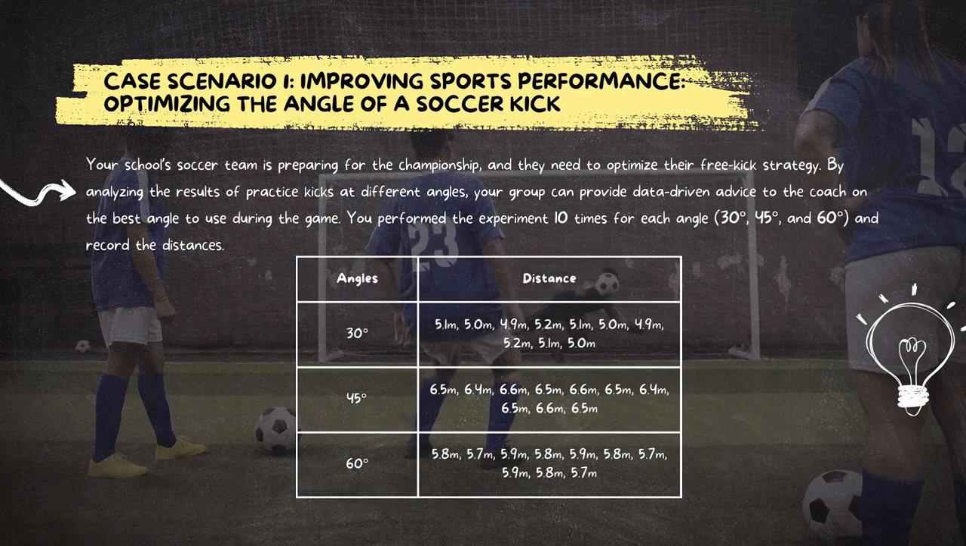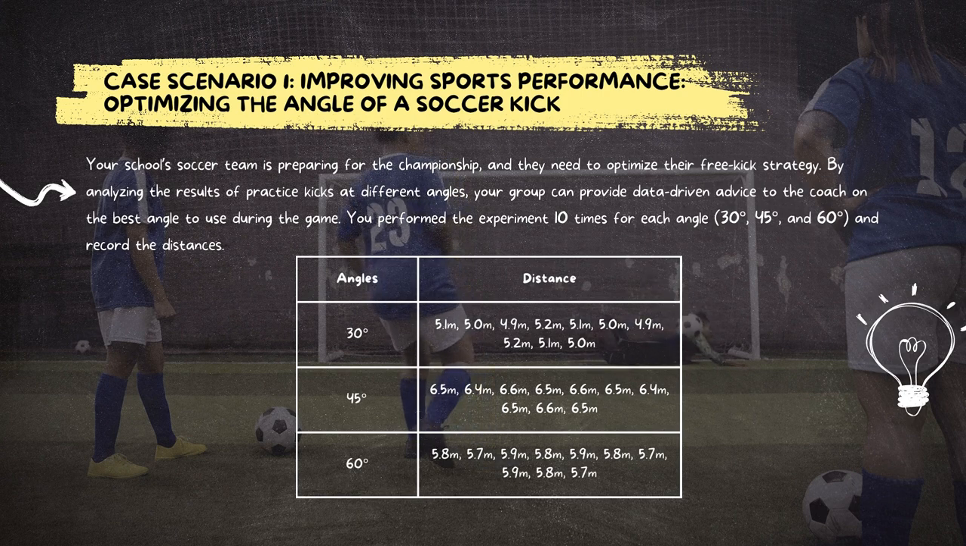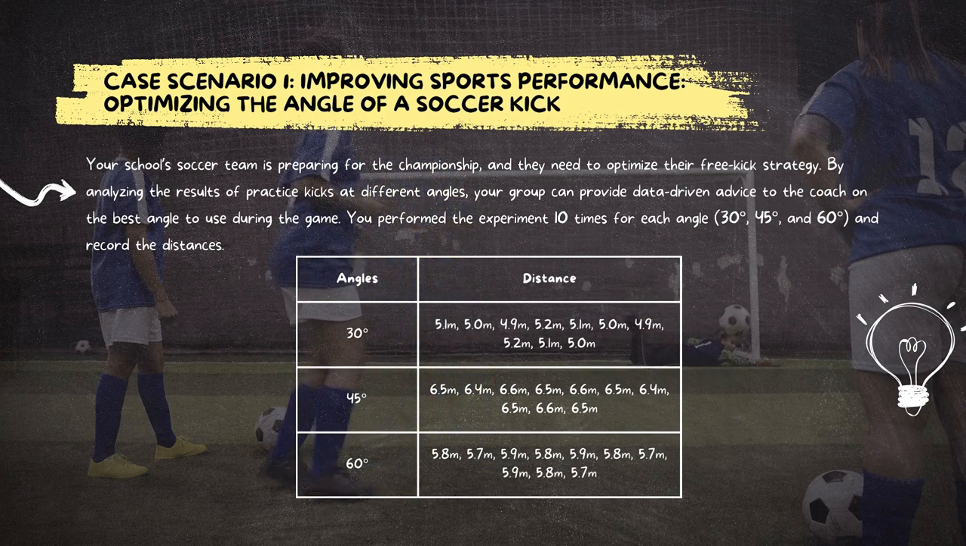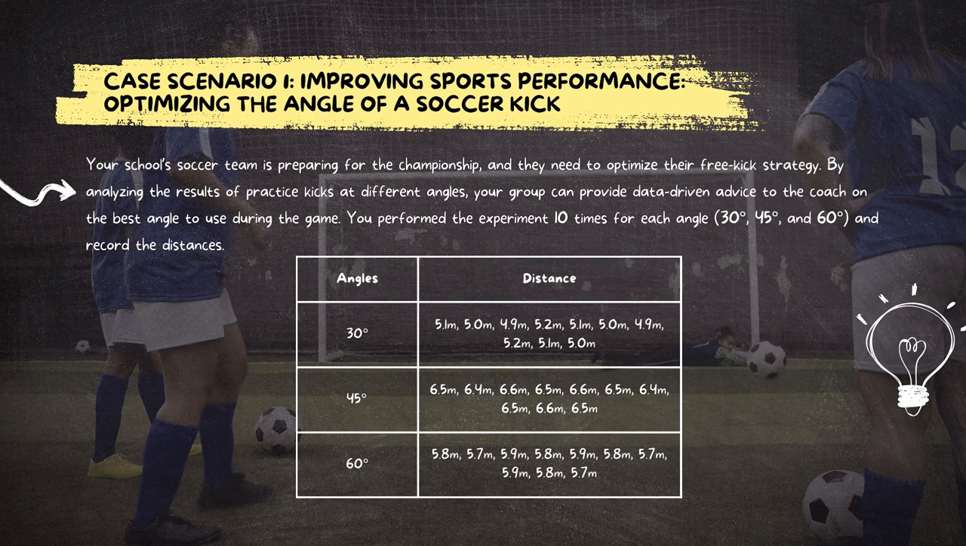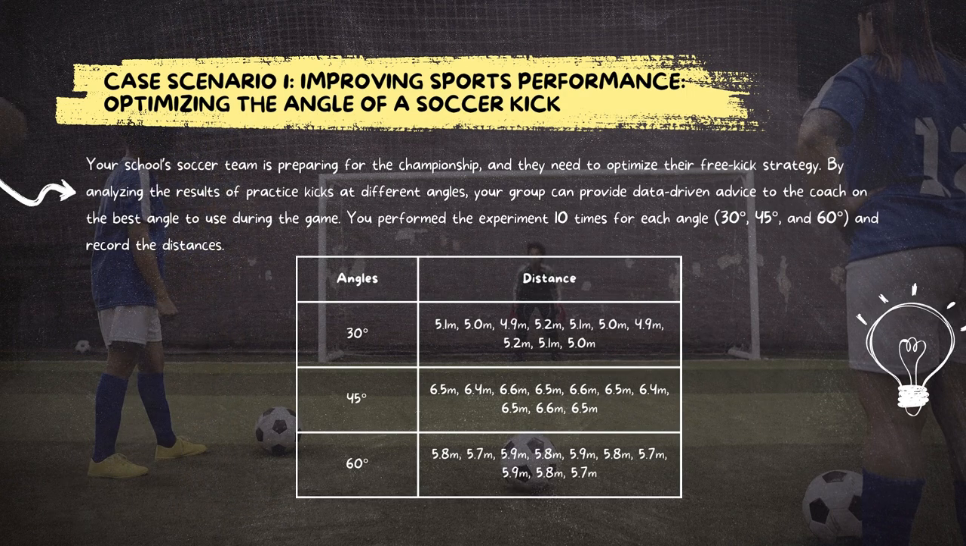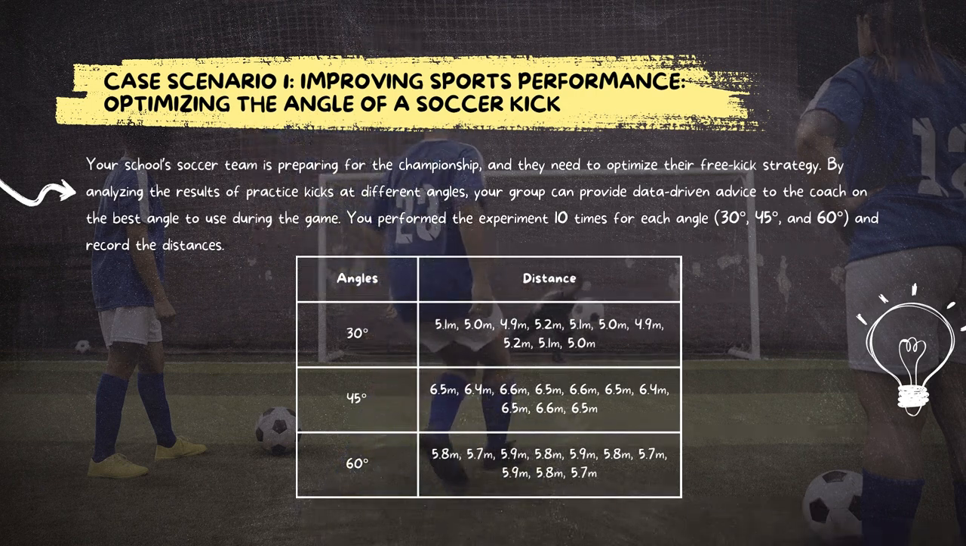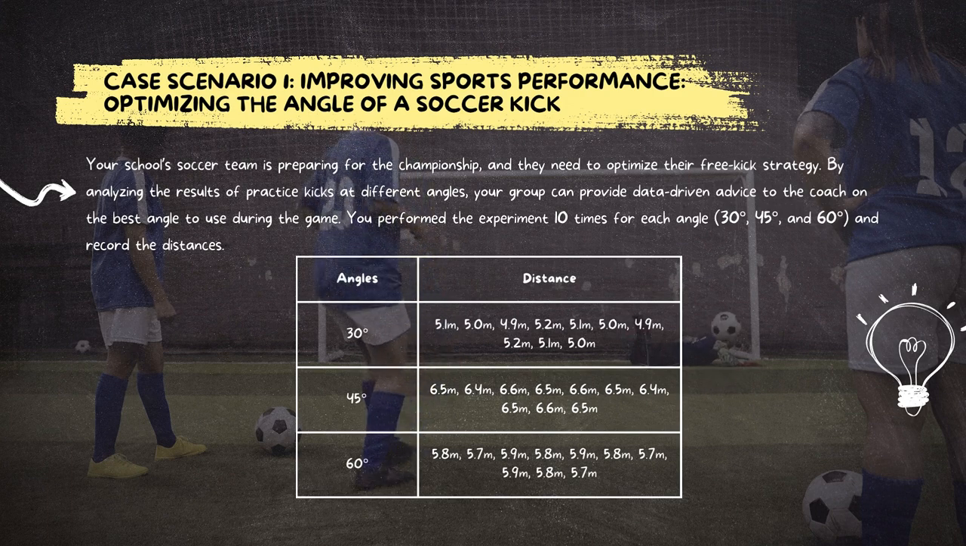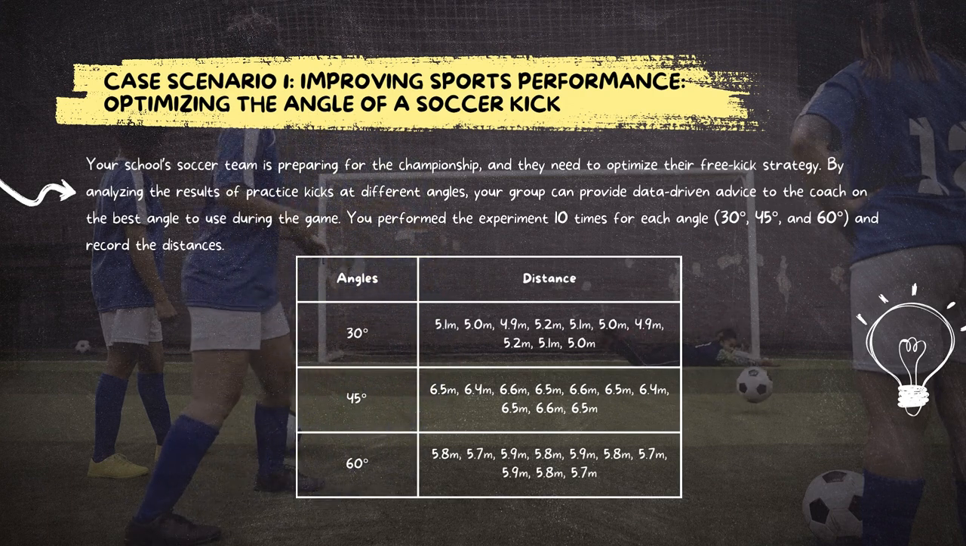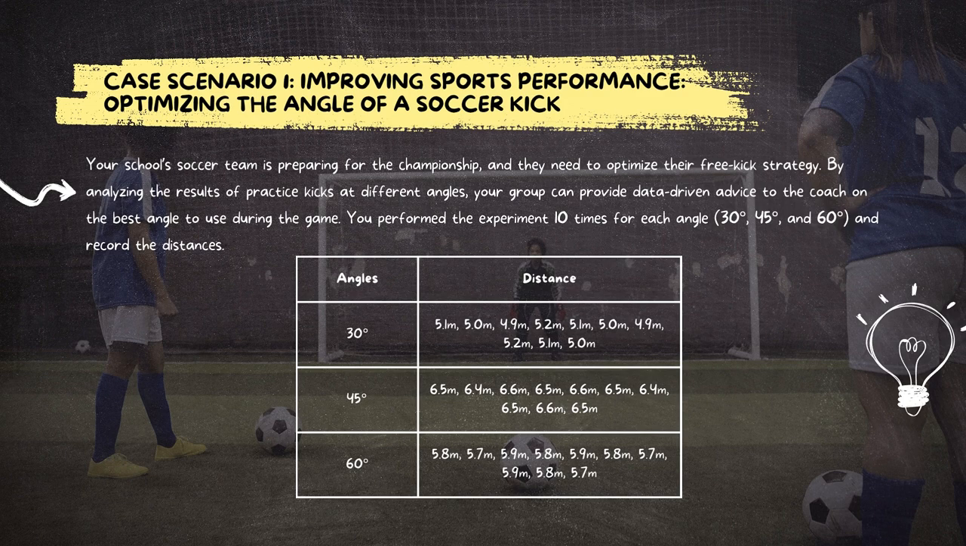Your school's soccer team is preparing for the championship and they need to optimize their free kick strategy. By analyzing the results of practice kicks at different angles, your group can provide data-driven advice to the coach on the best angle to use during the game. We perform the experiment 10 times for each angle, 30 degrees, 45 degrees, and 60 degrees, and record their distance.